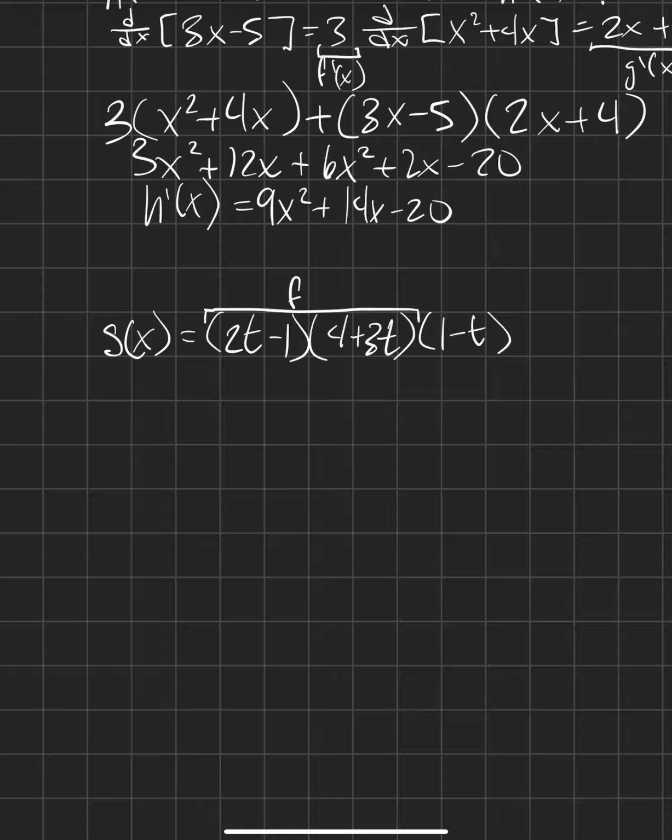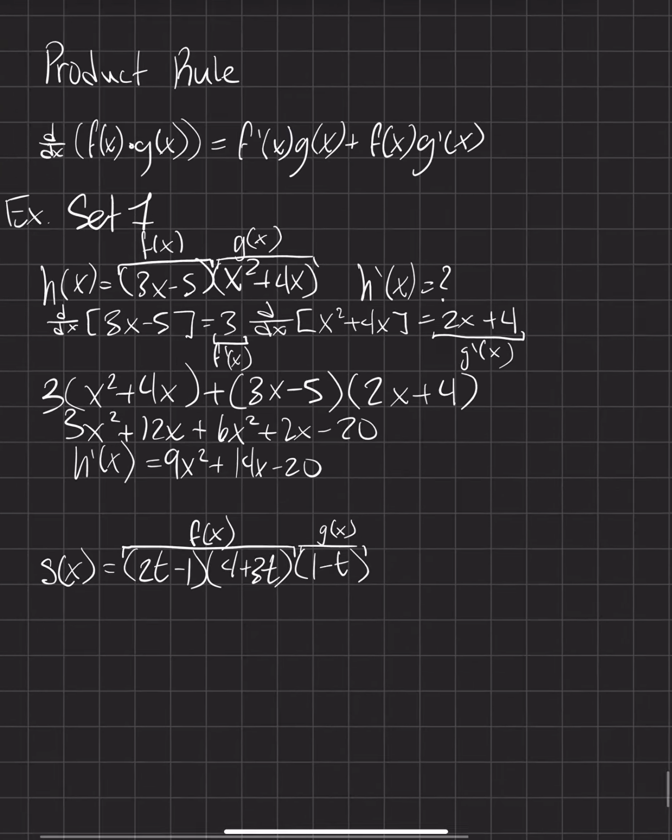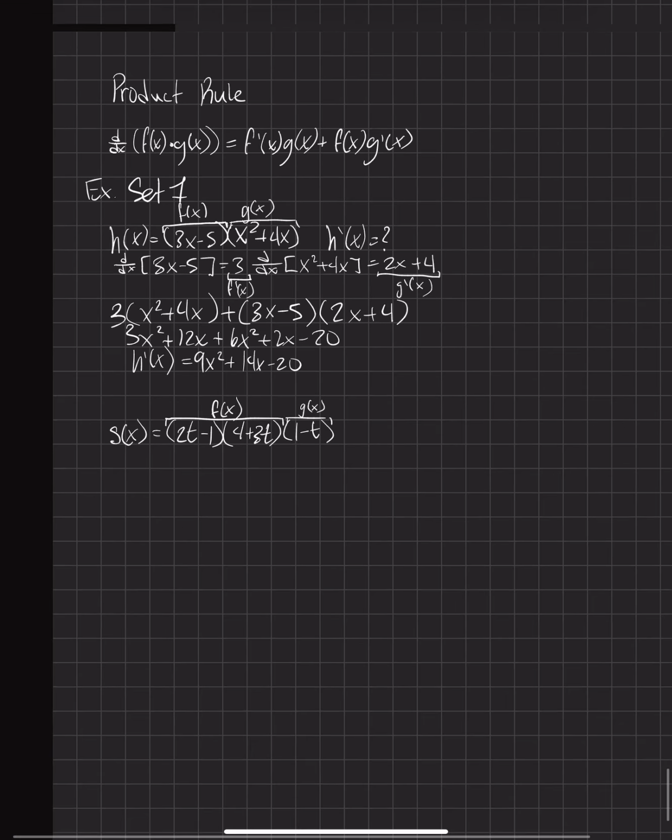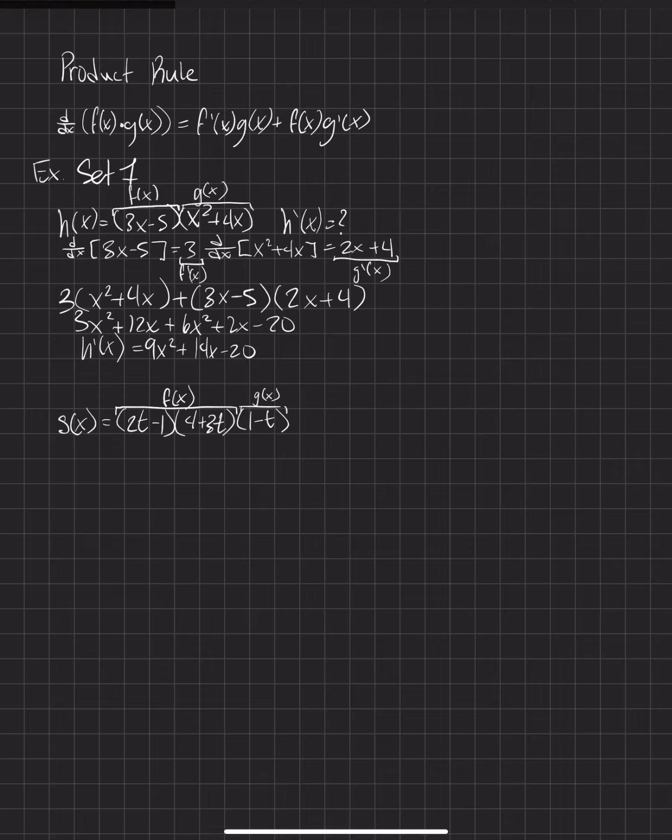The idea is I want to set this whole term equal to f of x, and then this whole part equal to g of x, right? Because if we look back at our product rule, it breaks down into f of x, g of x, f prime of x, and g prime of x, right? And if we just group these together into two, it'll make it much easier.